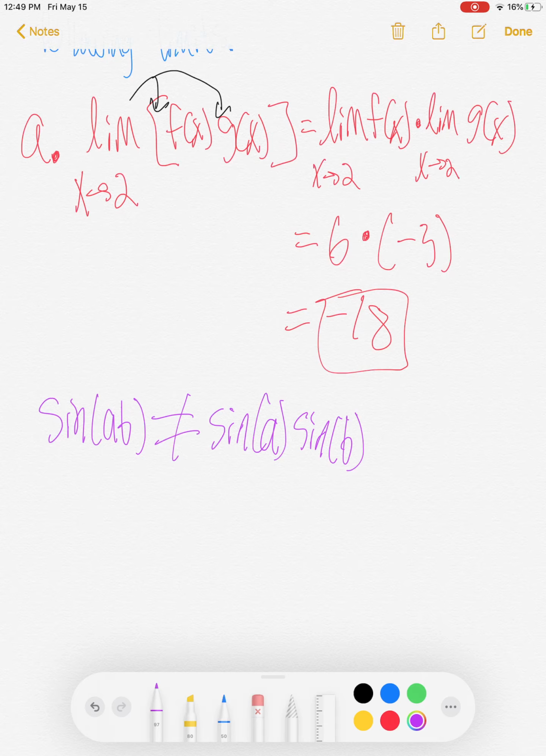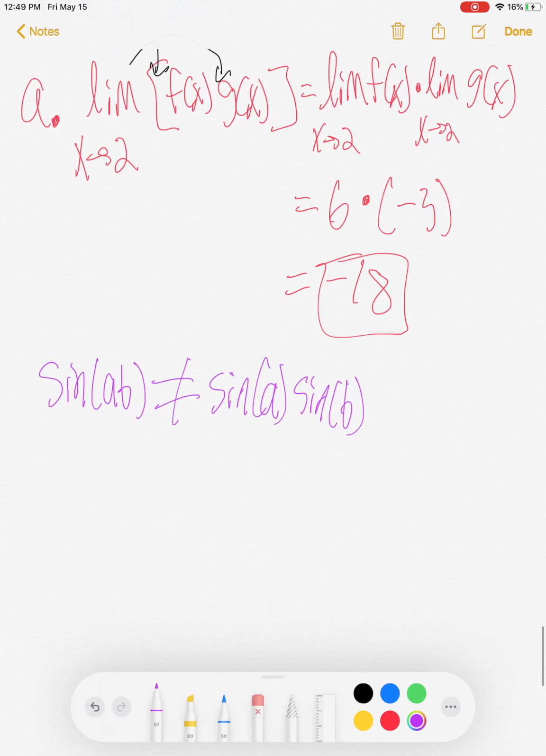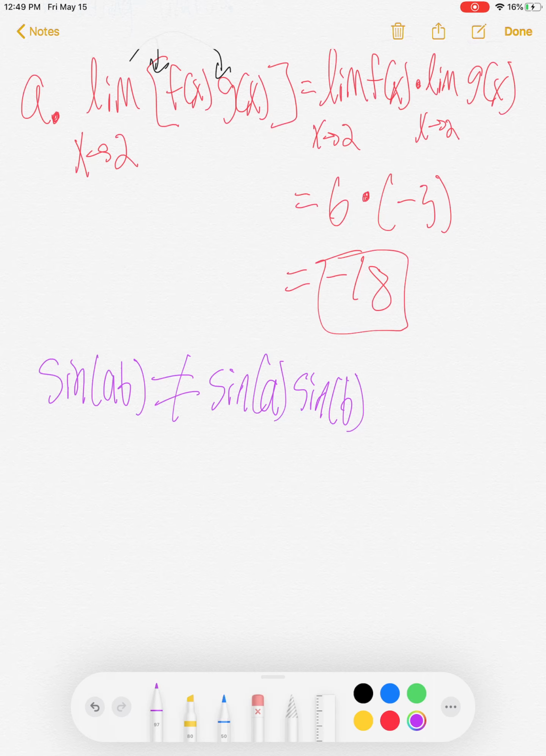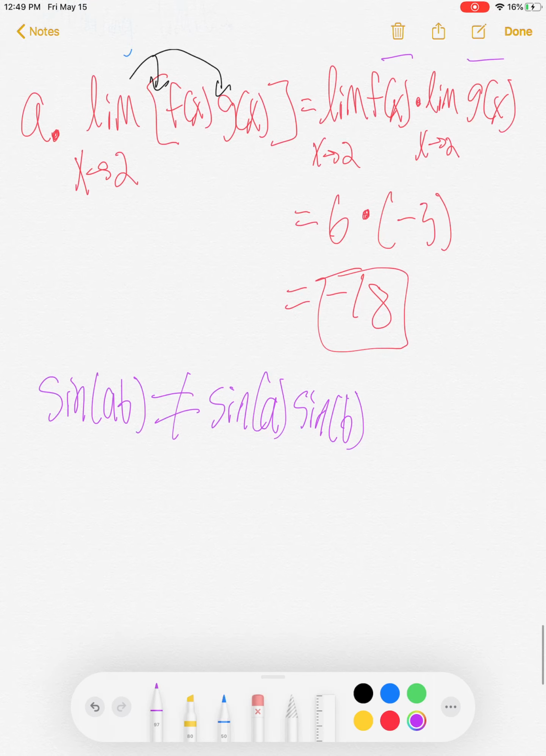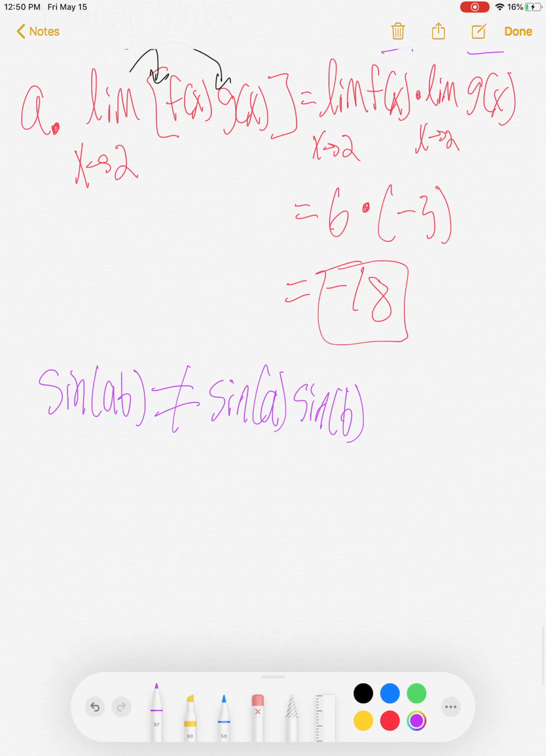Well, the point that I'm trying to make is that with limits, we do have this very nice behavior where we can just break up this limit, right? We can look at each of these two pieces. But that's not true with every function. That is not true, for example, with the sine function. I cannot just distribute the sine to the A and to the B. Okay? So this is a very special thing about limits, which makes limits very nice to work with.